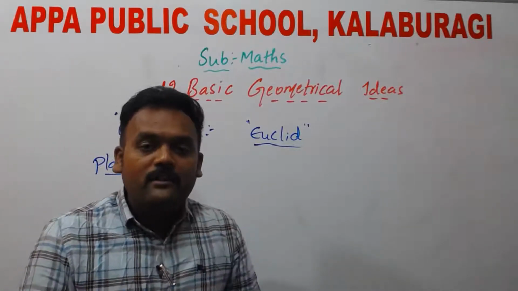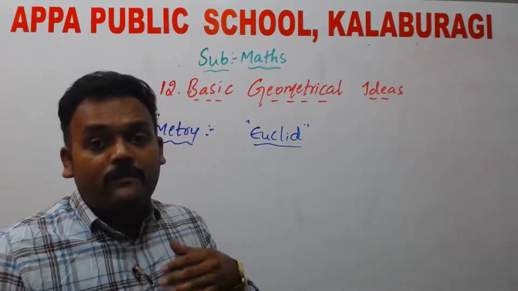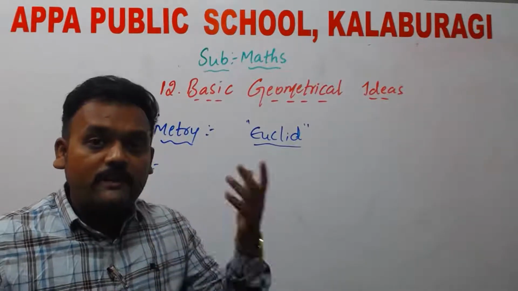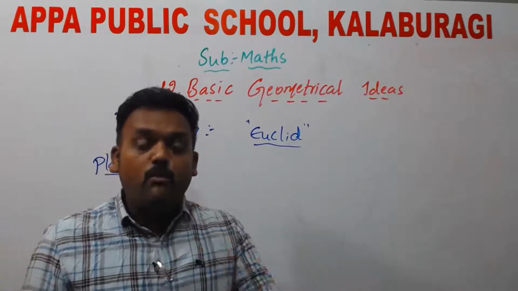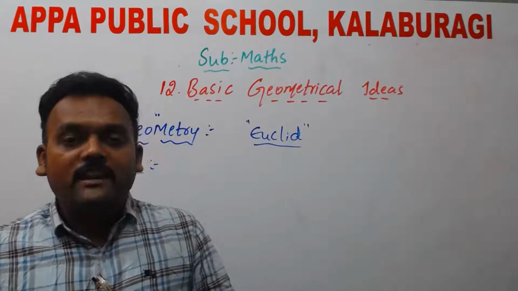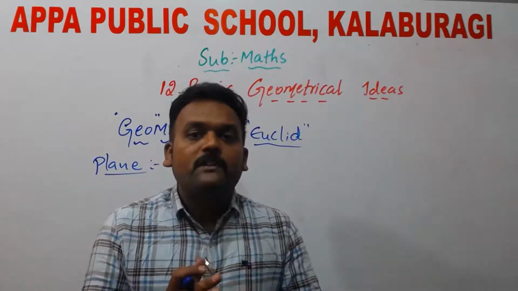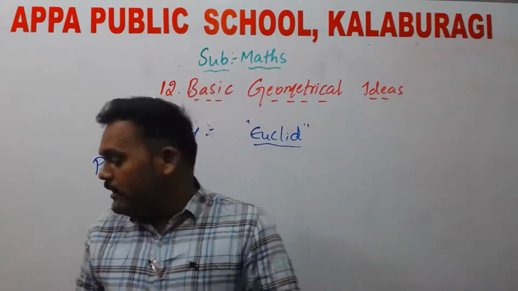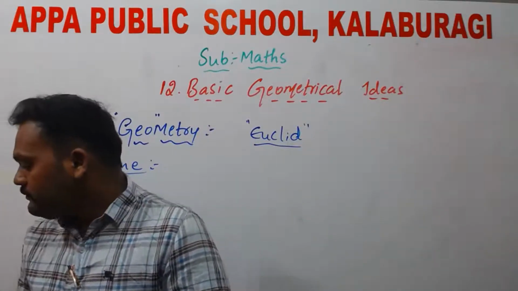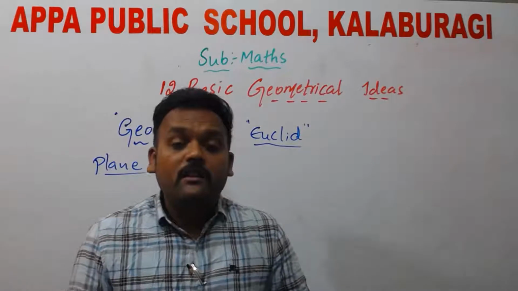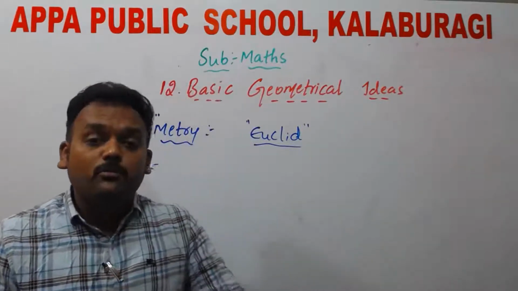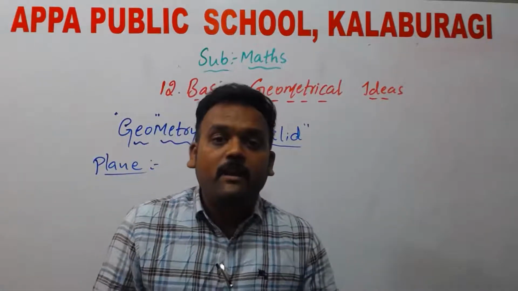So what is a plane? The surface of a wall, the surface of a slate, the surface of a blackboard, the surface of a ball. Okay, a very smooth surface we call a plane. Now, another example is a dining table, which is also a smooth surface. It is also called a plane.